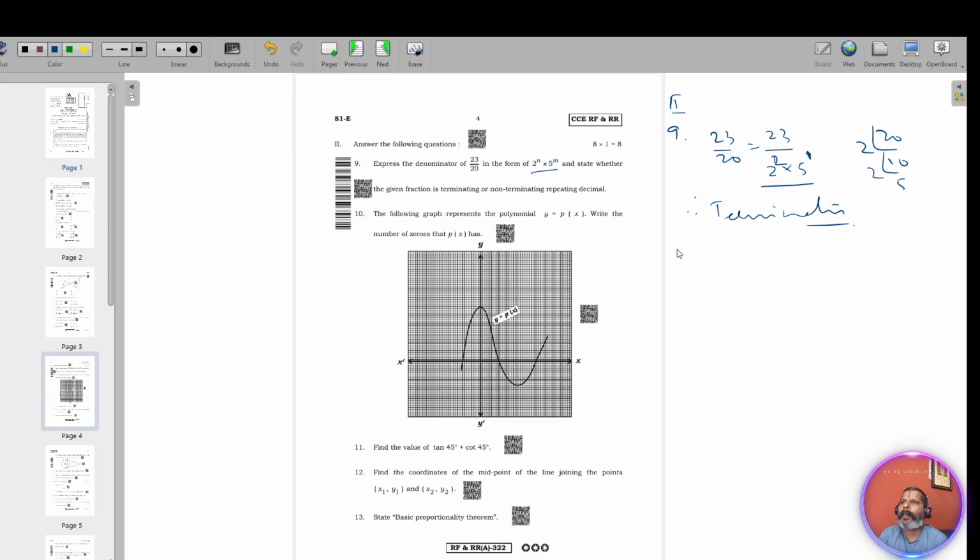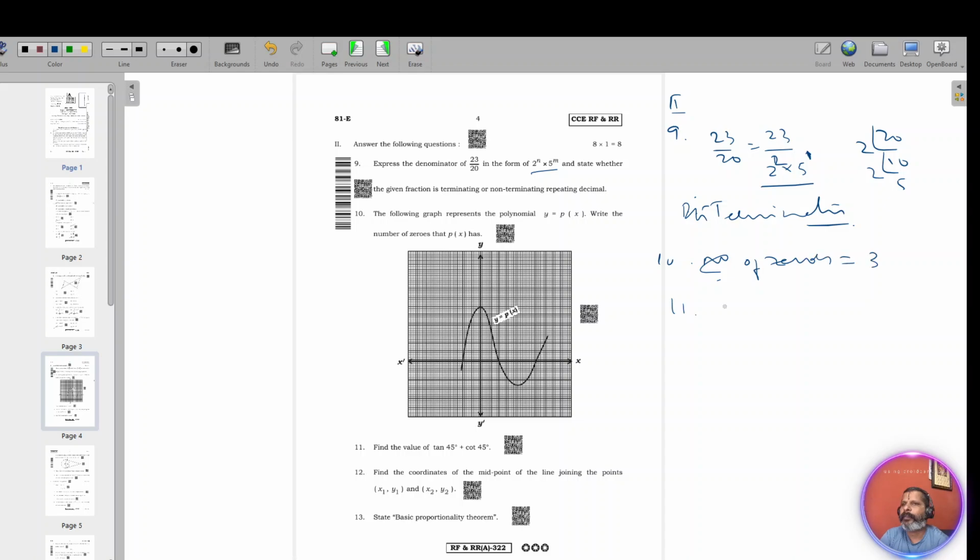10th one, number of zeros for the p of x. It is always a repeated question in many question papers. Number of zeros for a given graph means how many times the graph cuts or intersects the x-axis. Those number of points are the zeros. So how many points did it intersect the x-axis? Forget about the y-axis. So 3 points it intersected, right? So the number of zeros is equal to 3.